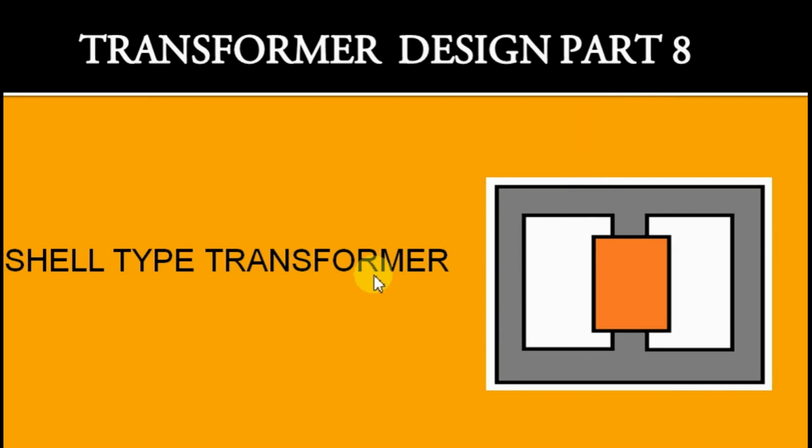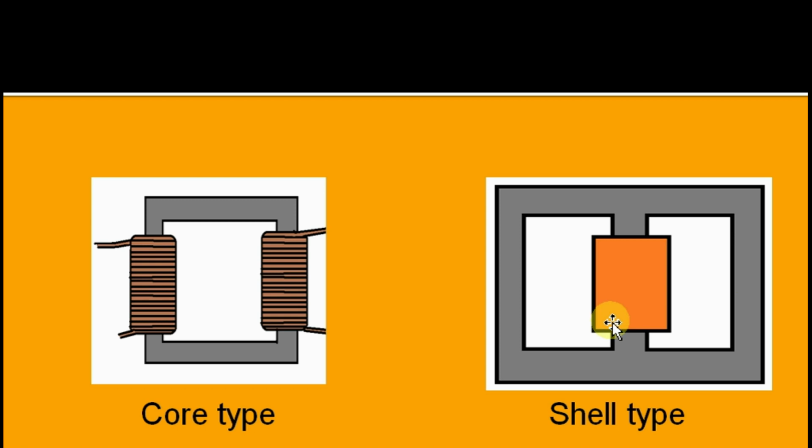Shell Type Transformer. The shell type transformer is a simple rectangular form and the core surrounds the windings, which is shown in figure. Both the primary and secondary windings are placed in one limb. Top view of a shell type transformer is given.